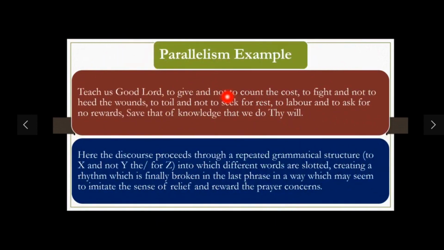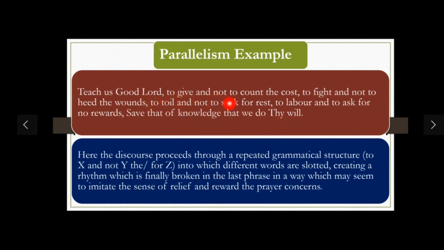Here we have an example of parallelism. Teach us, good Lord, to give and not to count the cost, to fight and not to heed the wounds. You can see the structure: to give, and then negative, not to count the cost. To fight, affirmative, and not to heed the wounds, this is negative. To toil, that is affirmative, and not to seek for the rest, that is negative. To labor and to ask for no reward, save that of knowing that we do thy will. So this is the example of parallelism.